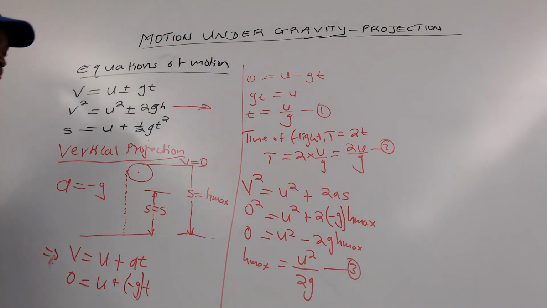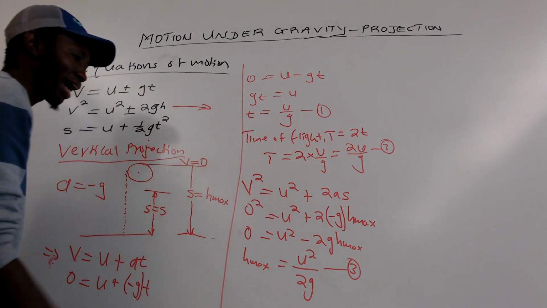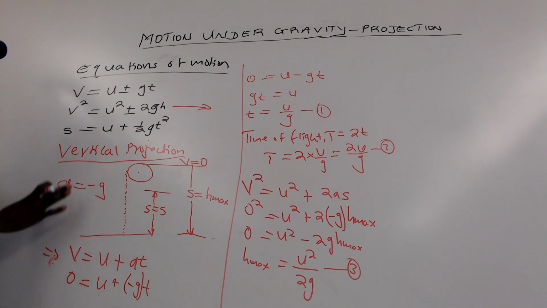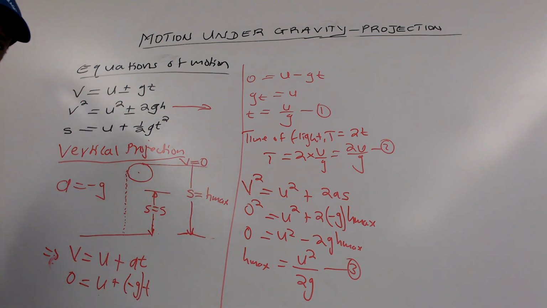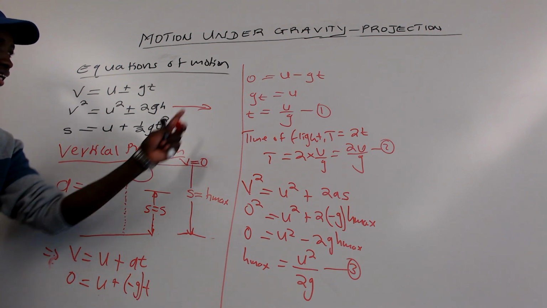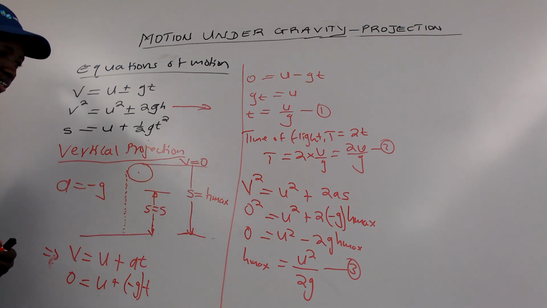So for any vertical projection, mostly these are the things you might be asked to calculate at this level: the time an object takes to reach its maximum height, the time of flight, as well as the maximum height. This is all about vertical motion for this level. These are the quantities we might be asked to calculate.